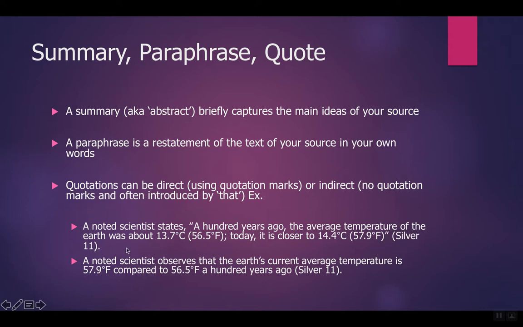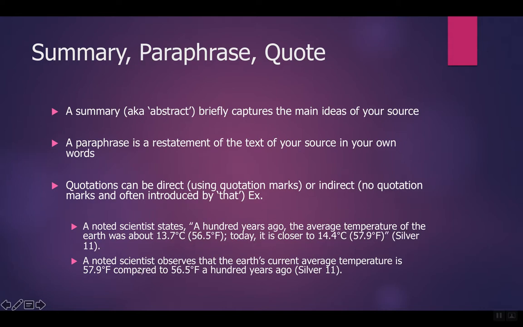And notice something here, right? The quotation marks cover the quote only. After the quote, you'll have Silver 11 and then the period goes here. That's because Silver 11 isn't part of the quote, right? It's just giving credit to the author. As such, you do not include it in the quotation marks. So try to follow this format.